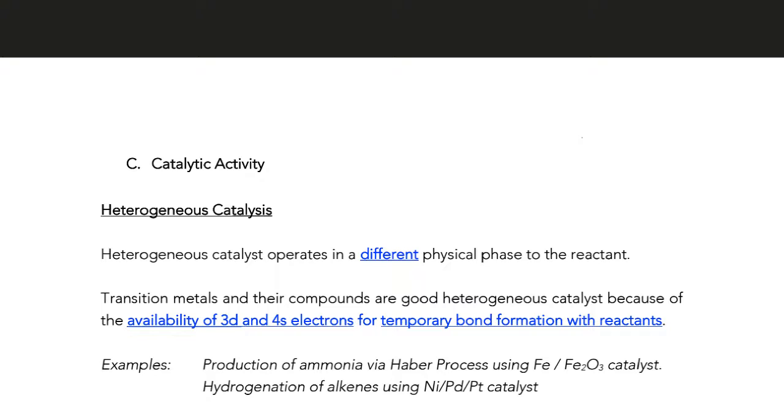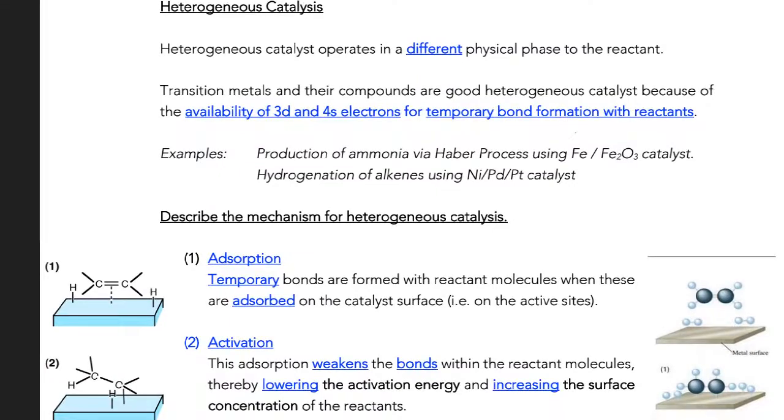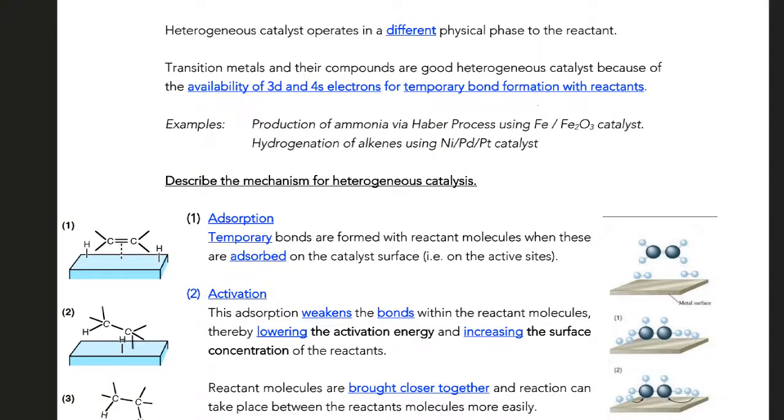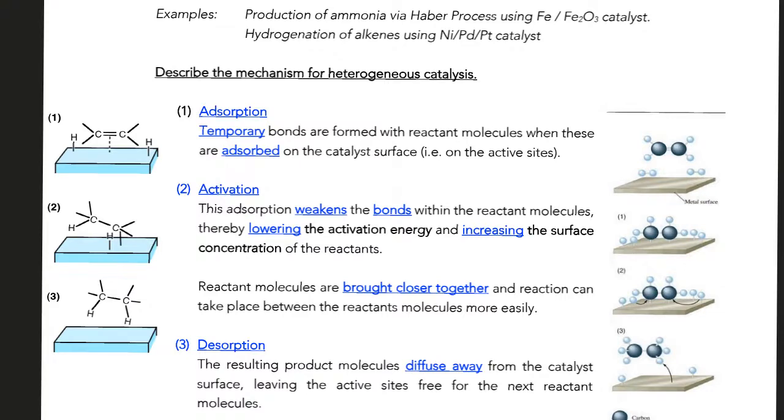Transition metals are good heterogeneous catalysts because of the ability of the 3d and 4s electrons to form temporary bonds with the reactants. The best example you can give is the Haber process, or the hydrogenation of alkenes. Previously you needed to know this as factual recall, but just remember that iron in the Haber process is used as a heterogeneous catalyst. What happens here is the mechanism, the adsorption. Take note that it's adsorption.